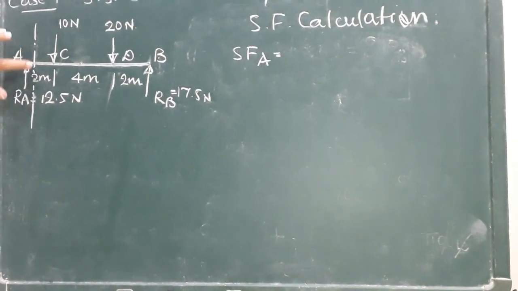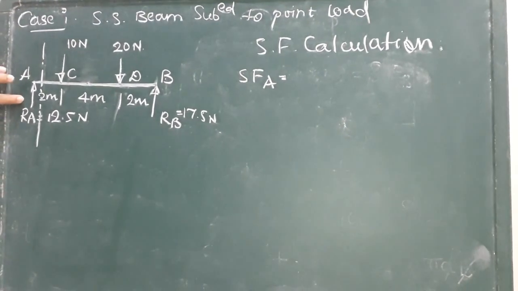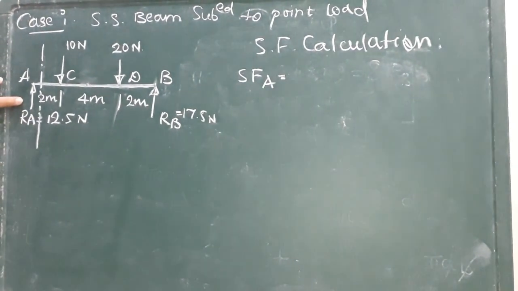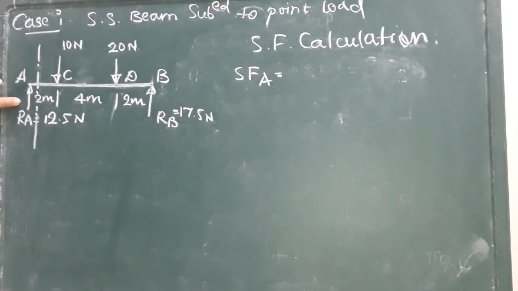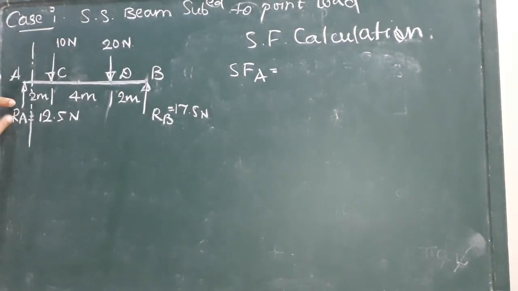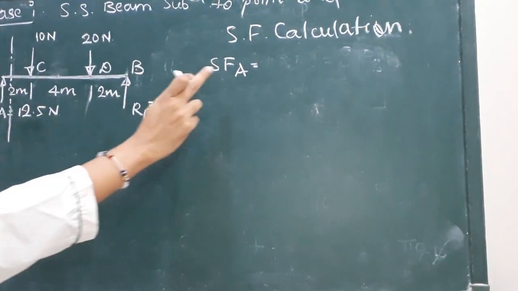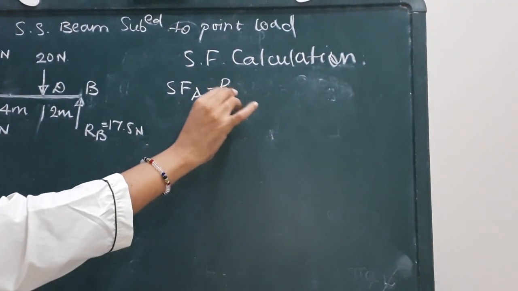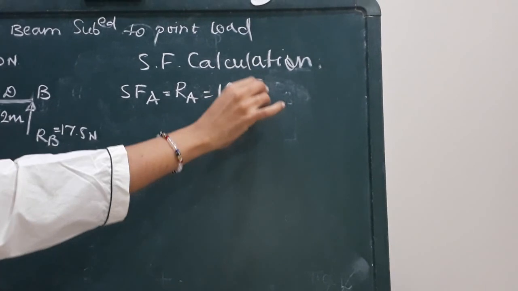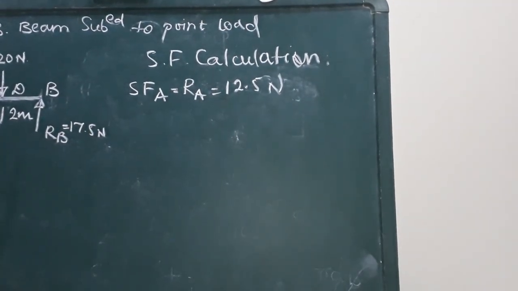Suppose you are assuming a section here. I am assuming the left side, as there are less number of forces on the left side of the beam. So left side, you remember the sign convention? On the left, upward is what? Positive, right? So on the left, this force is upward and the magnitude is 12.5. So shear force at A is equal to RA is equal to 12.5 Newton, as it is acting upward on the left. This force is positive.